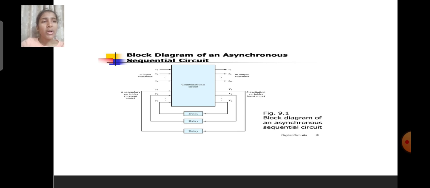Block diagram of asynchronous sequential circuit. The number of digital circuits displayed in the diagram is 3.